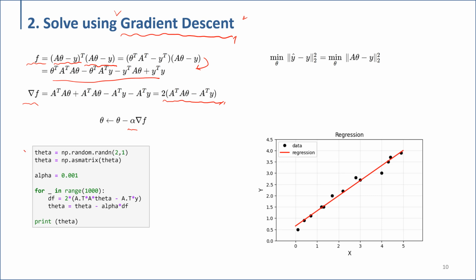For that, we will start with a random theta value, convert this theta to a matrix, and set alpha as 0.001. For iteration, we're going to compute gradient descent for 1,000 iterations, and df is the same as, let's rewrite this equation like this. So theta is theta minus alpha times df.